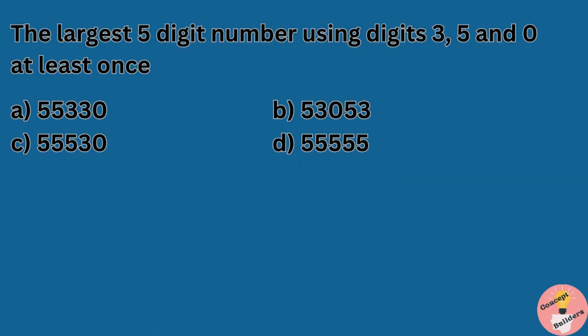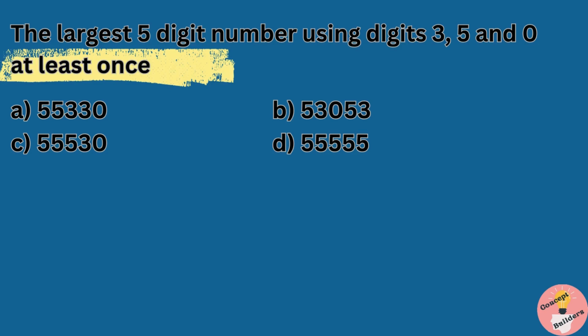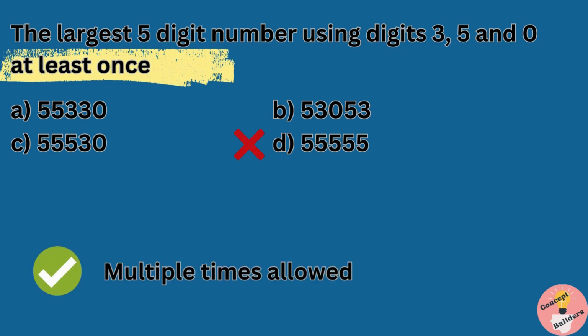Next challenge, we have to form the largest 5-digit number with 3 given digits: 3, 5, and 0. It is telling us to use each digit at least once. That means each of the digits has to be present in the number. So option D is out. But the challenge does not tell us that digits have to appear only once. That means any digit can appear multiple times.